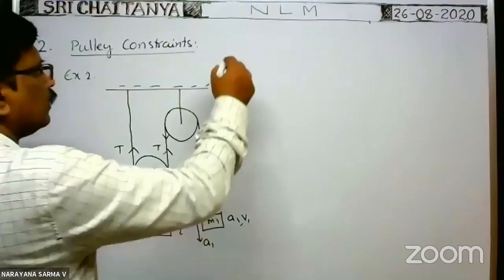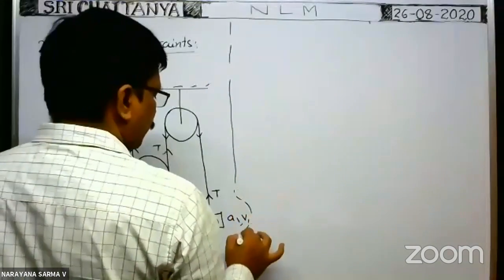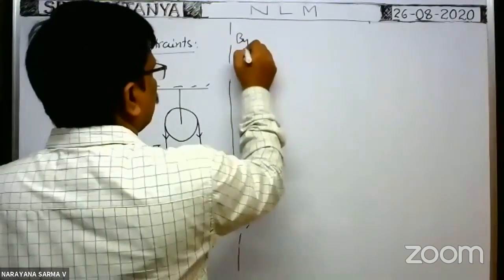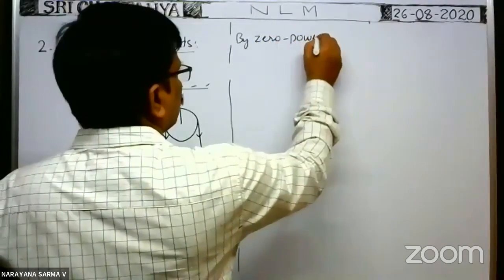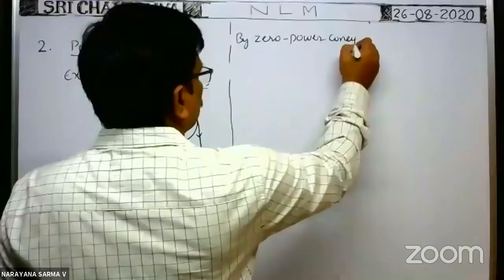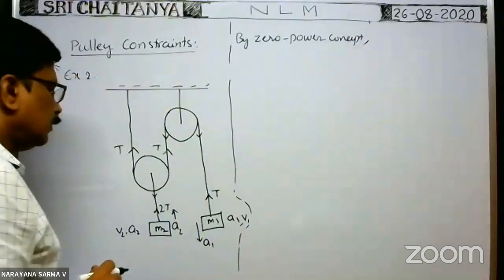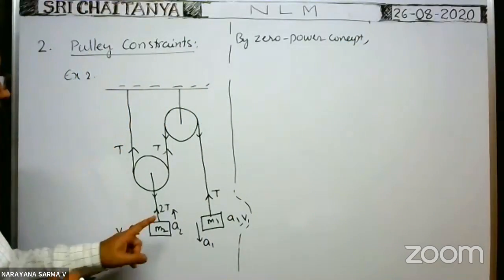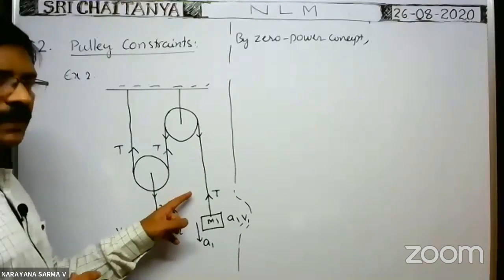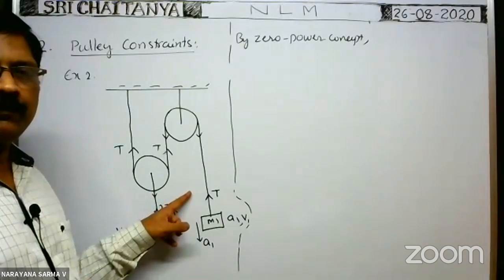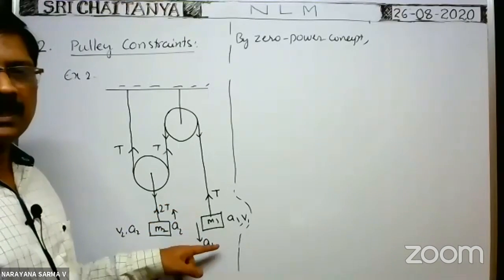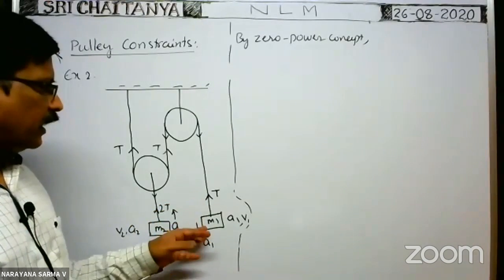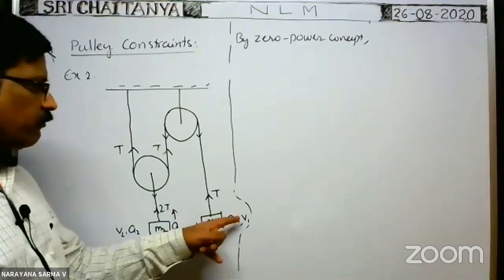Now you apply the zero power method, the zero power concept here. Tell me for this block first: by the zero power concept, how can we write it? The velocity is v1. Here we imagine that the block moves downwards with v1.